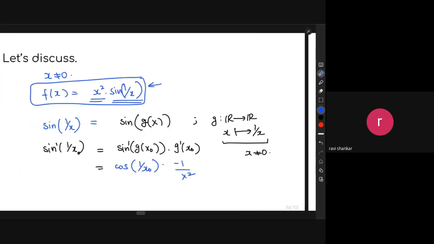So yeah, this differentiation of f at x makes sense because both of the functions are differentiable, so the product differentiation applies. So let us discuss the differentiation of the product of two differentiable functions.